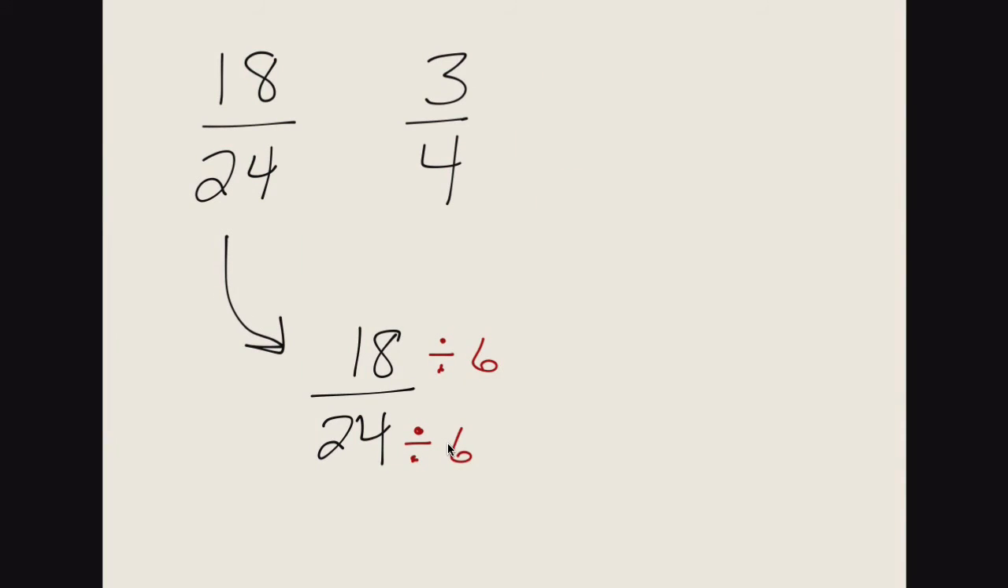So, we can divide both top and bottom by 6. Okay, 18 divided by 6 is what value? Yes, it is 3. Nice work. And 24 divided by 6 is? Yeah, it is 4.